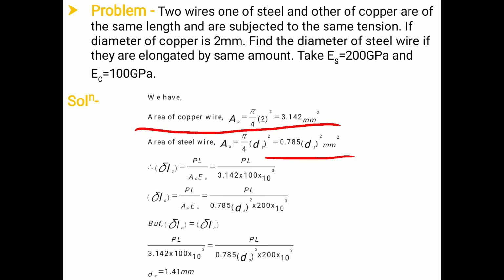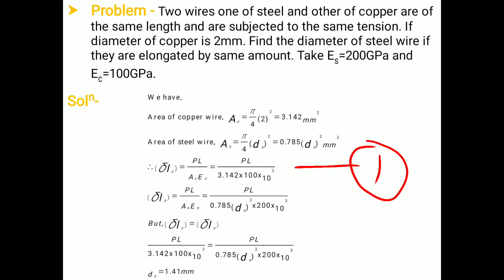0.785 ds square. Now in the numerical, as the elongation is same, meaning delta L of copper must be equal to the delta L of steel. Therefore we have PL upon AE of steel is equal to PL upon AE of copper. Therefore we have this equation 1 and this equation 2, meaning for copper and steel.